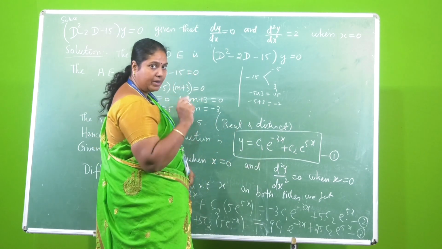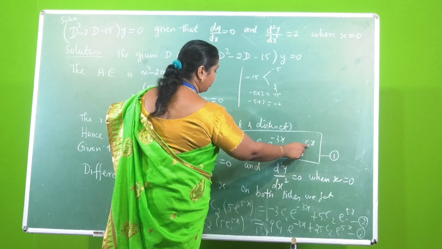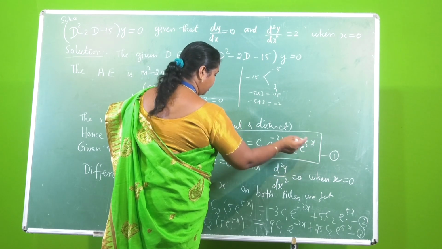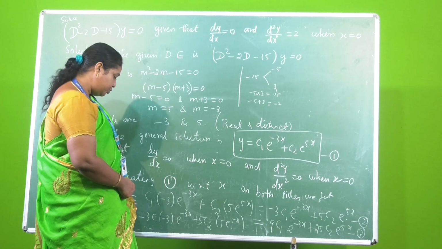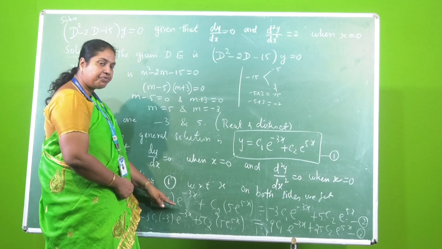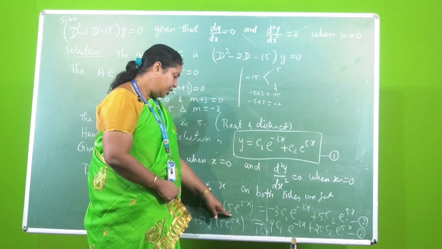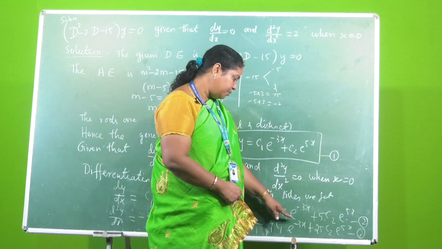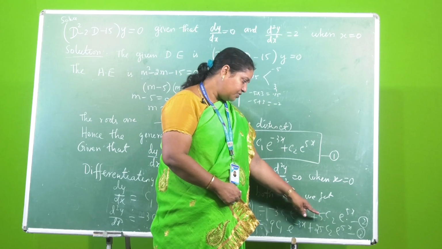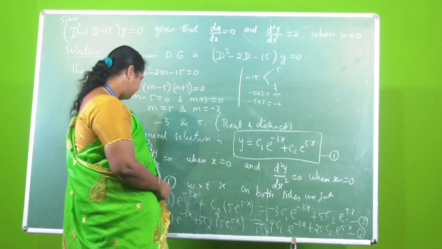It is minus 3 into e power minus 3x, plus c2 e power 5x is 5 into e power 5x. So you will get dy by dx equal to c1 into minus 3 e power minus 3x plus c2 into 5 e power 5x. If we write like this, minus 3c1 e power minus 3x plus 5c2 e power 5x. So this is equation number 2.